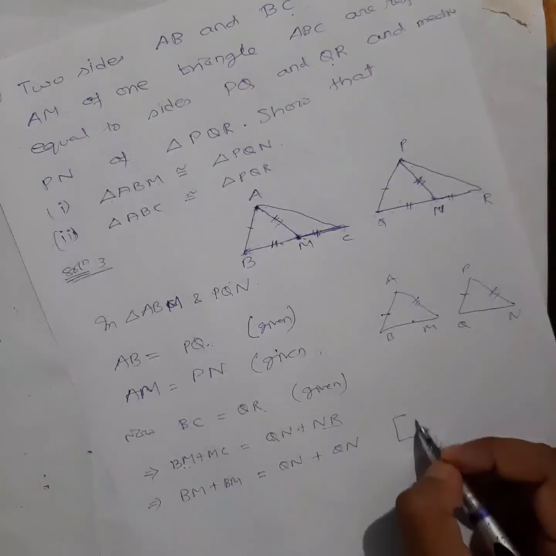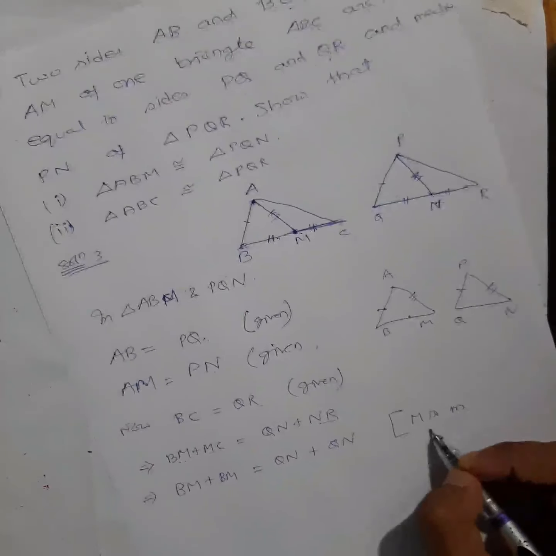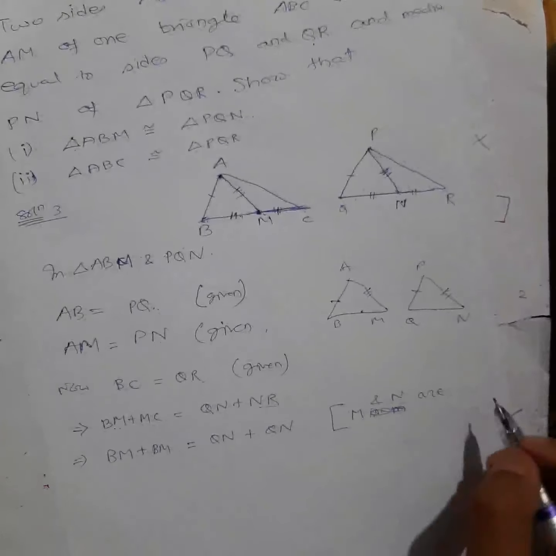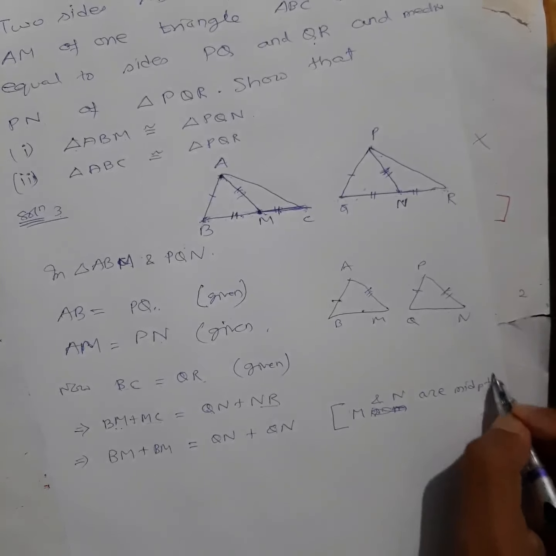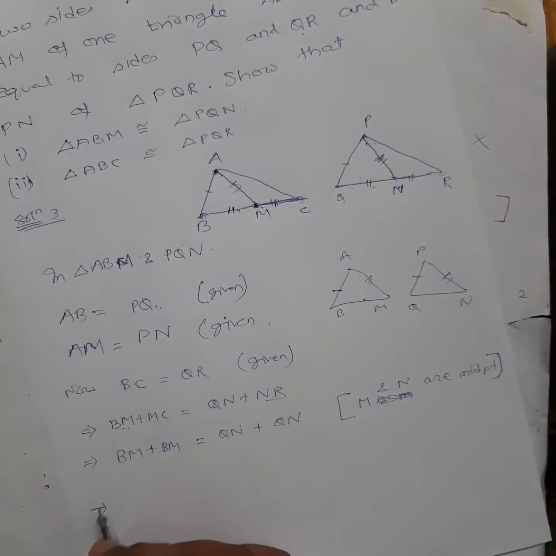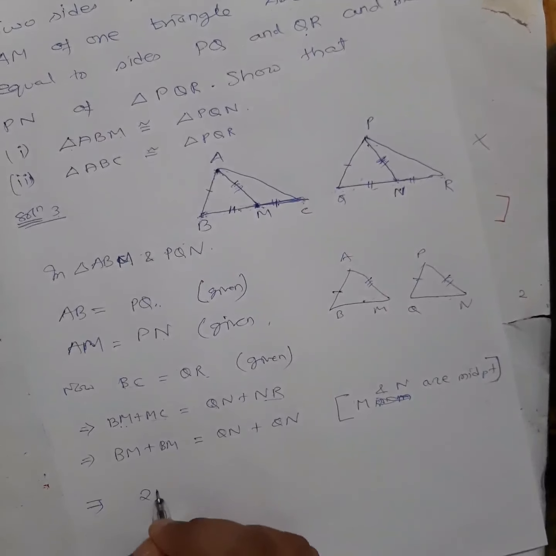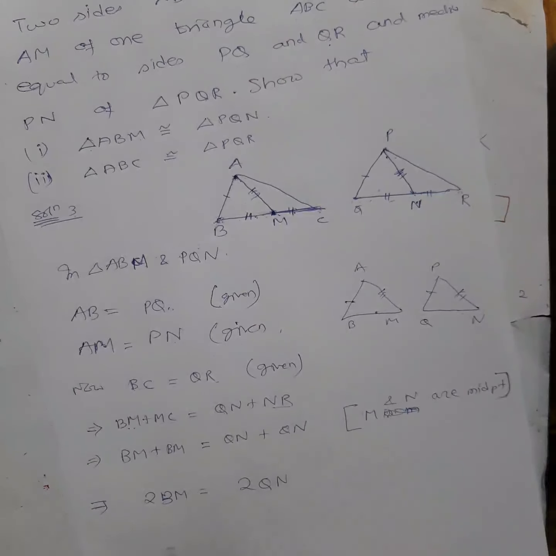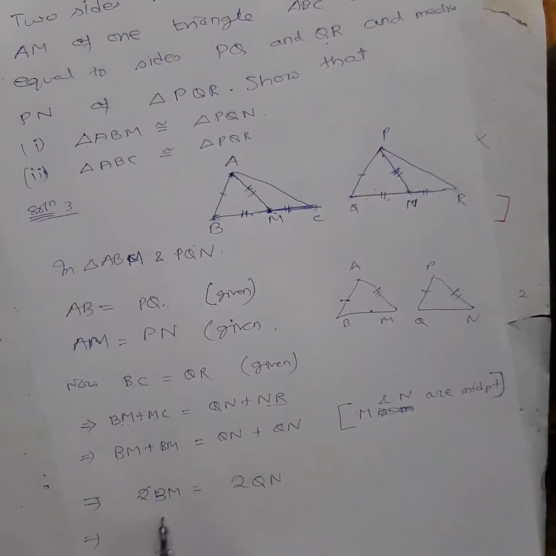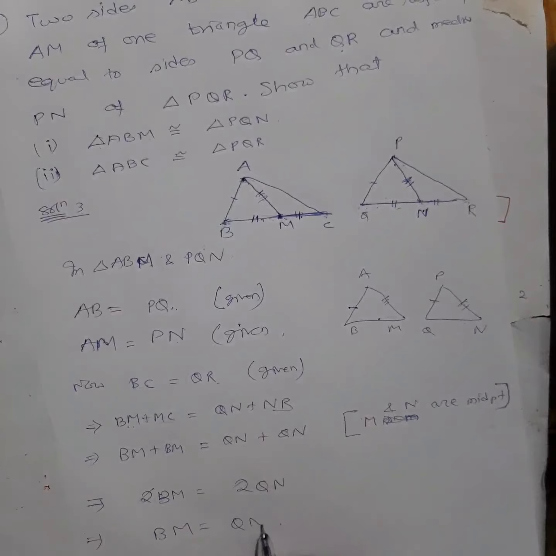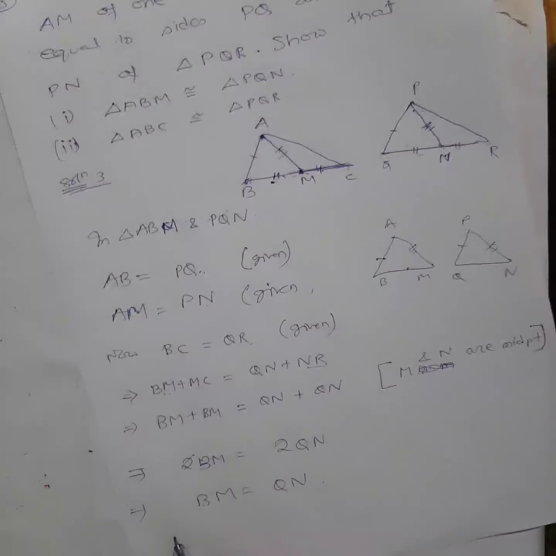Reason: M and N are midpoints. Since they are midpoints, because they have said this and this are medians, so obviously this and this will be midpoints. So that will be the reason. So from this 2BM is equal to 2QN. Right? From this the 2 is gone, bring this side, it will get divided, right? So BM is equal to QN. Can you see? BM is equal to QN.